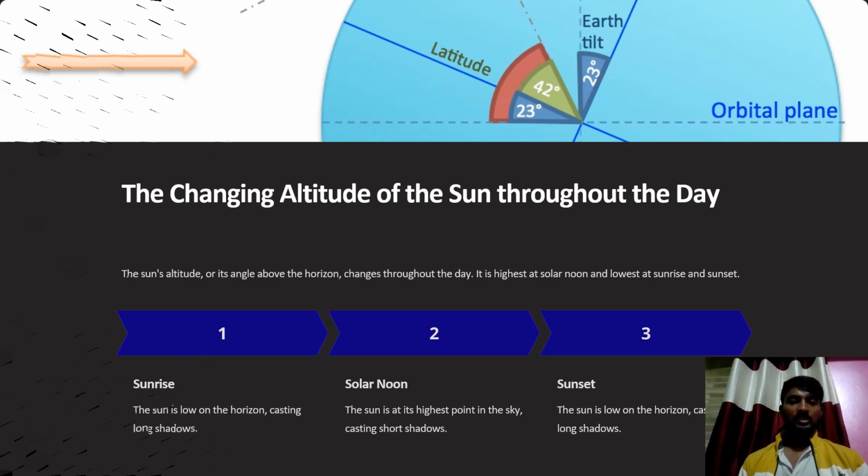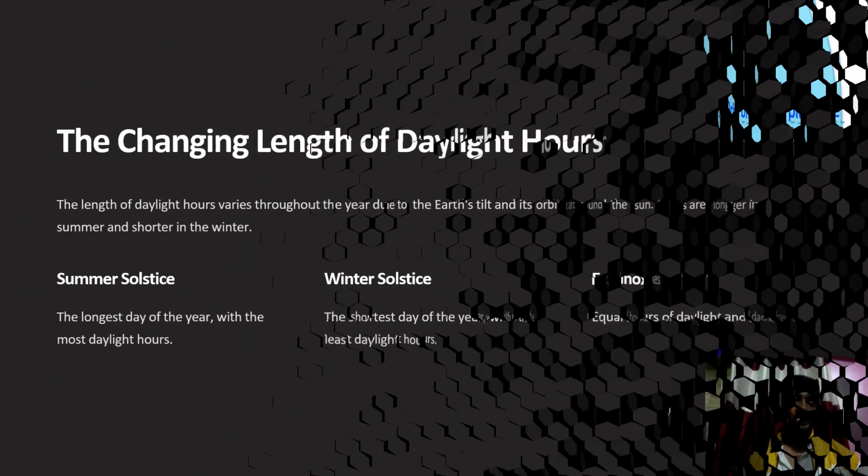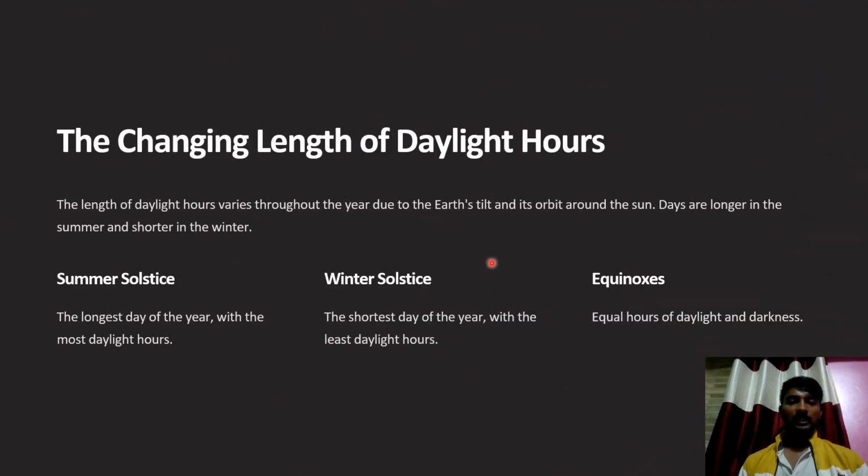The changing length of the daylight hours. The length of the daylight hours varies throughout the year due to the Earth's tilt and its orbit around the sun. Days are longer in the summer and shorter in the winter.